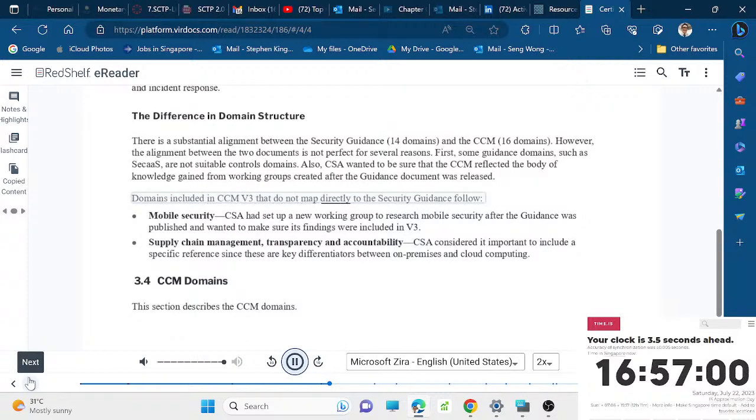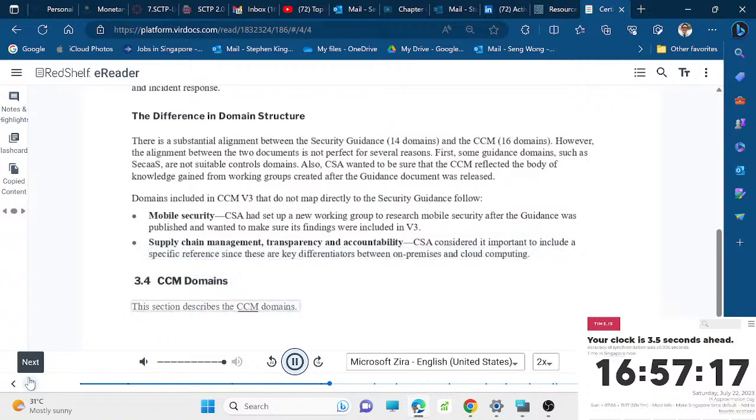Domains included in CCM v3 that do not map directly to the security guidance follow. Mobile security. CSA had set up a new working group to research mobile security after the guidance was published and wanted to make sure its findings were included in v3. Supply chain management, transparency, and accountability. CSA considered it important to include a specific reference since these are key differentiators between on-premises and cloud computing.